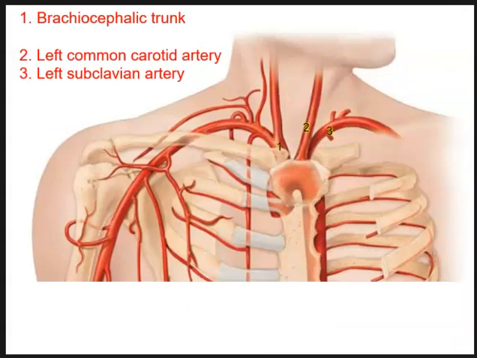You should also know the 3 branches coming off of the aortic arch. So first we will normally see the right brachiocephalic trunk, which will eventually become the right common carotid artery, and then the right subclavian artery. So here, this first branch being the right brachiocephalic trunk.